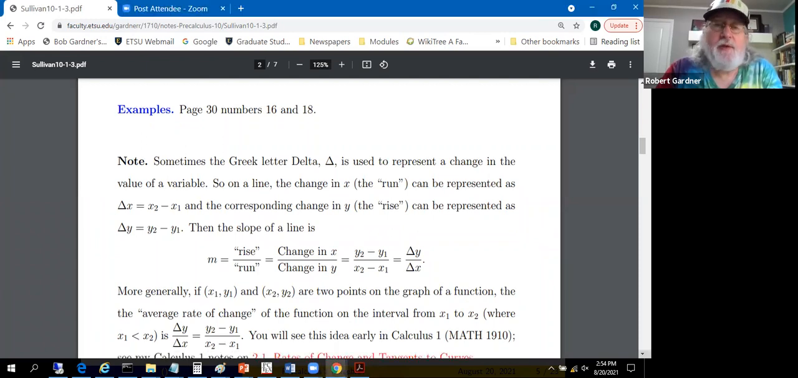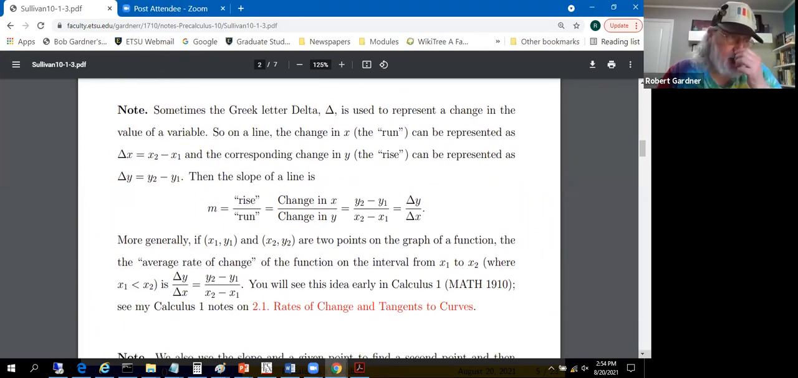let's introduce a new notation, which we may not use a whole lot in here. This might be a notation you encounter in calculus, though. We're going to introduce the Greek letter delta to represent a change in the value of a variable. On a line, the change in x, the run, could be represented as delta x equals x sub 2 minus x sub 1. It's the change in the x values. The corresponding change in y, the rise, can be represented as delta y equals y sub 2 minus y sub 1.